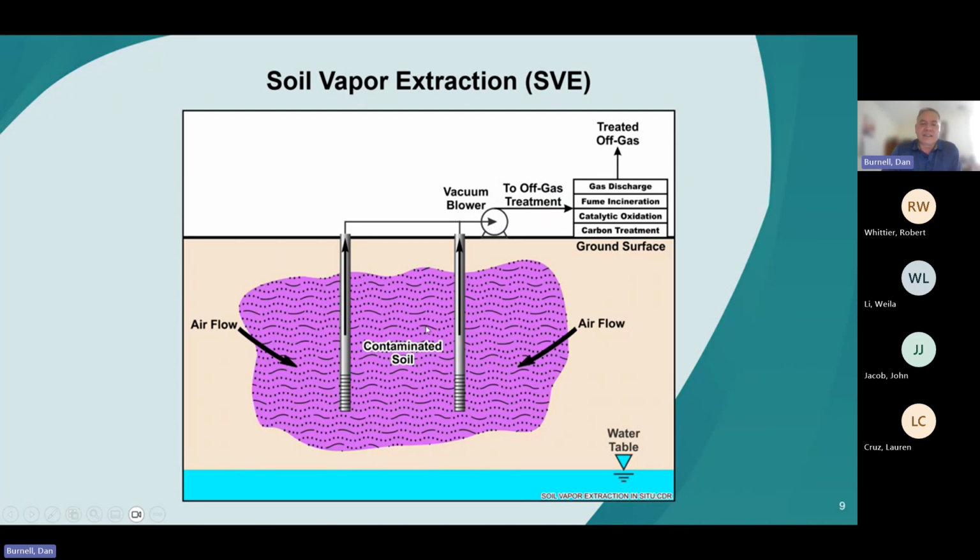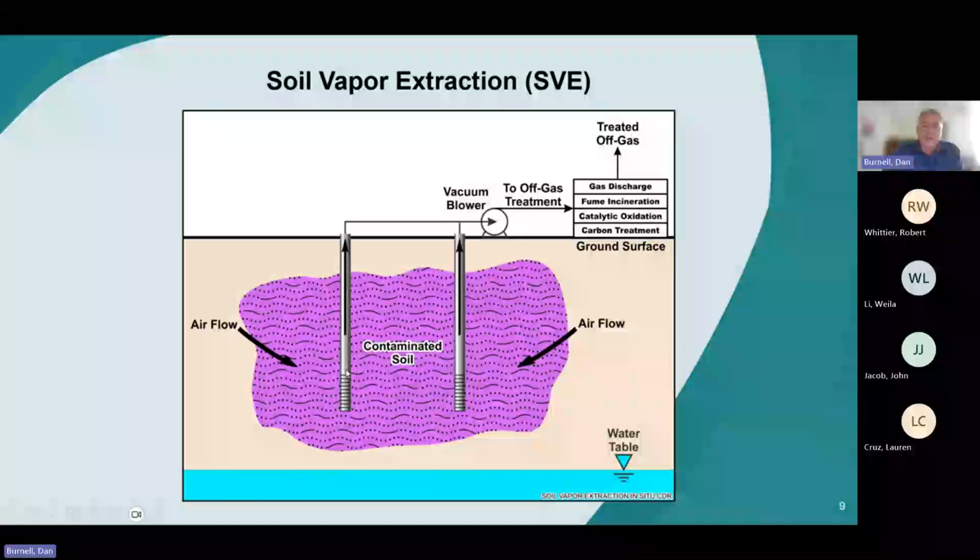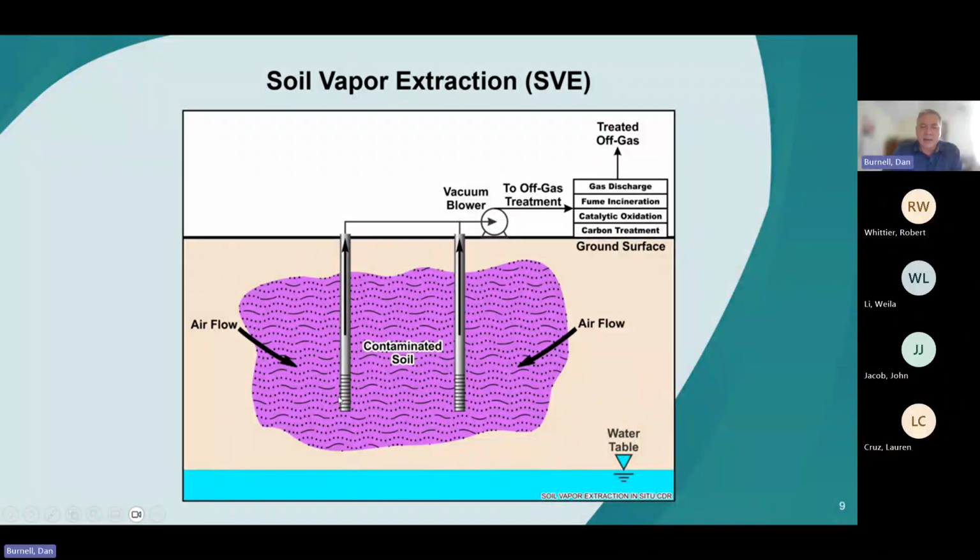Some of the disadvantages, though, are that if you have highly heterogeneous zones with permeable and impermeable zones, then sometimes you'll need a larger number of these extraction wells, and sometimes the air, when it's pumped out, will short circuit, and so we may not be able to get the vapors and contaminants out of all these zones. It can be trapped sometimes in the lower permeability zones, and so we have to keep that in mind too.